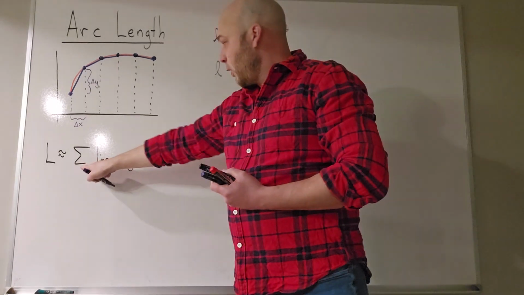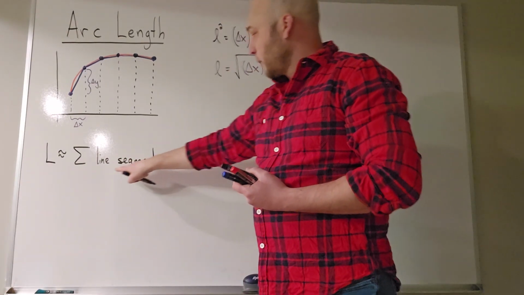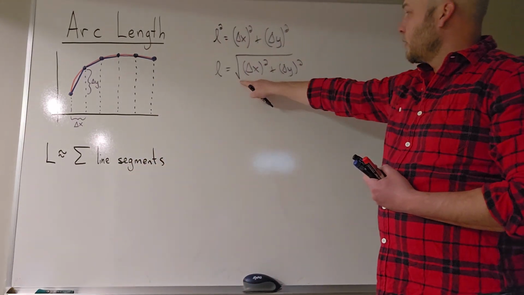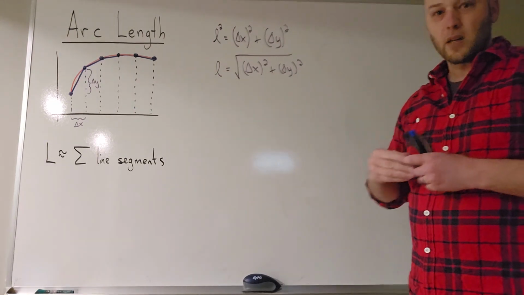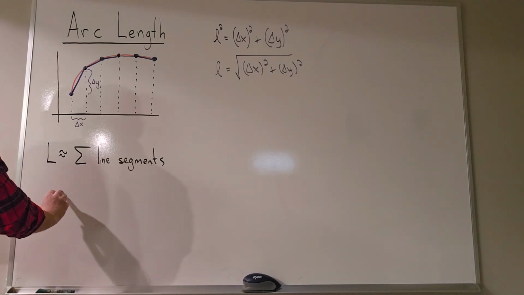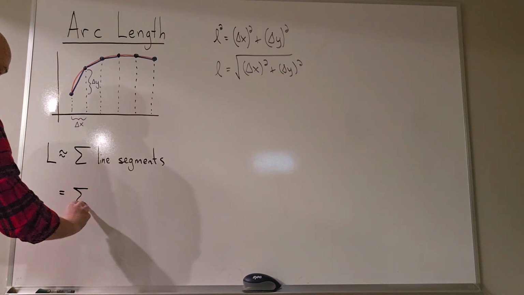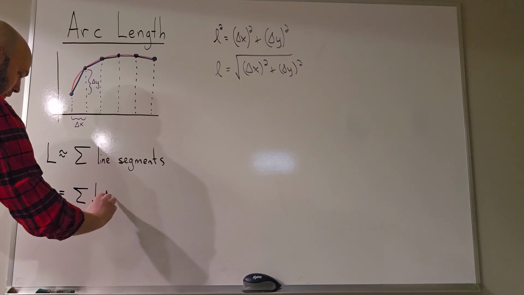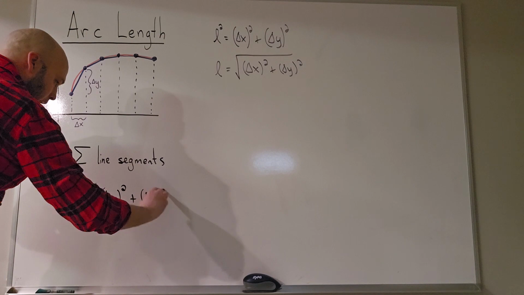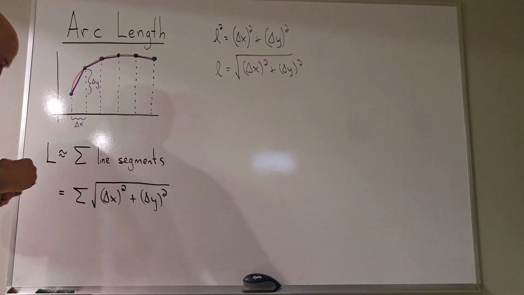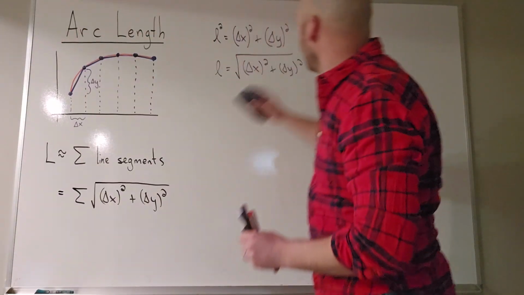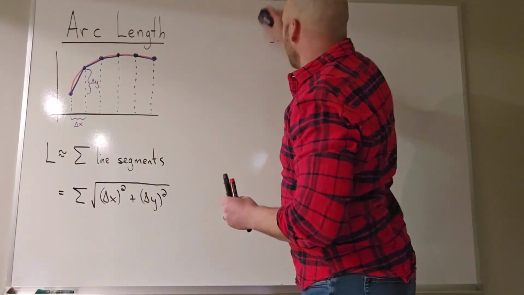So when I take the sum over all line segments, I'm going to replace the line segment term with this expression, and then we're going to work with that to come up with a formula for the exact length. Okay, so this would then be equal to the sum of the square root of the change in x squared plus the change in y squared. Let me go ahead and clean this up because I'm going to need that space in a moment.